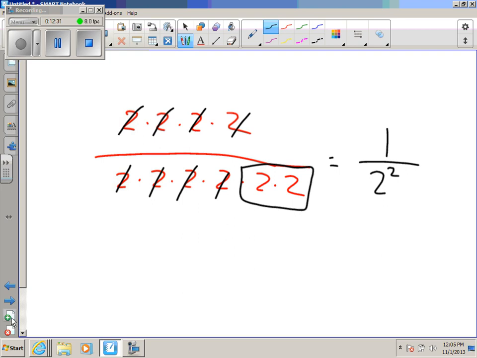And we would see it like this: 2 to the 4th over 2 to the 6th. Again, you look at it and say, where do I have more of the 2's, on the top or on the bottom? Bottom. By how many do I have more on the bottom?